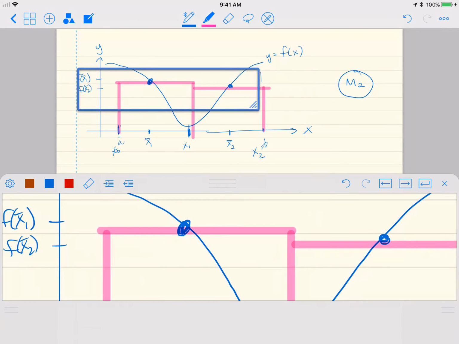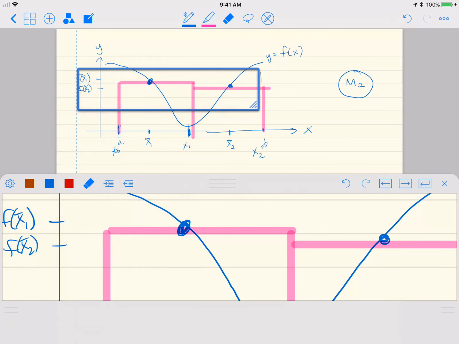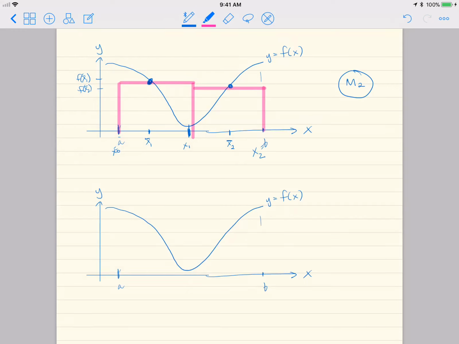Maybe we can zoom in and do some cleaning up. Oh, that was too big. There we go. Okay. And so our approximation would be the area of these two rectangles.